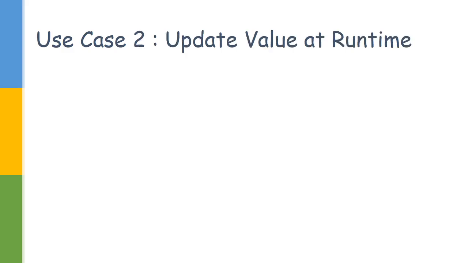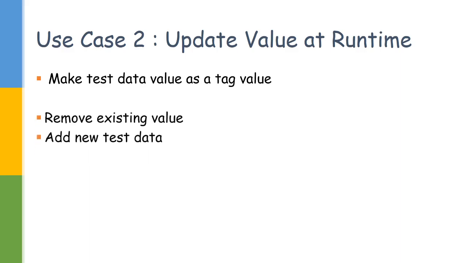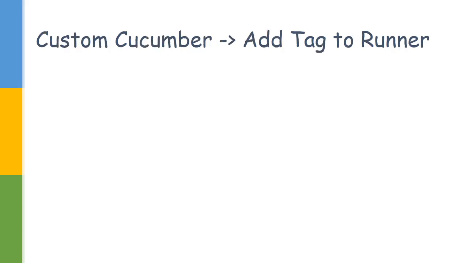Another use case is to update the values of the tag at runtime. In our example, we are giving the test data as an annotation, and there are some cases where we want to change the test data at runtime. So basically what we do is iterate through all the feature files, remove all the existing test data tags and add our own new test tags. These options are available because we are customizing the Cucumber runner.